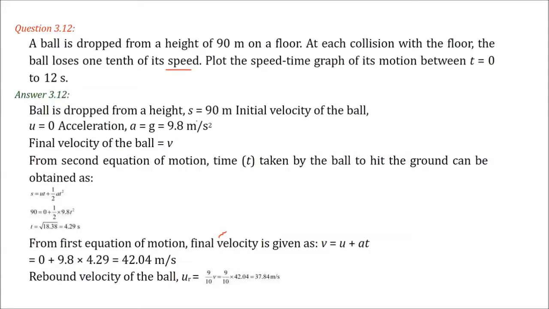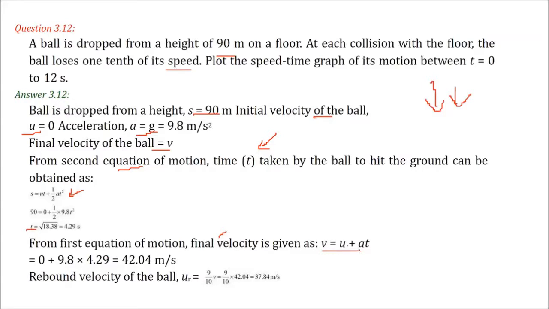So what is happening? The ball is dropped from height, and the height is given as 90 meter. The initial velocity is 0 because it starts from rest. There is an acceleration because the ball is dropping. Acceleration due to gravity is in the same direction, so we'll take a as positive 9.8 meter per second square. The final velocity is not known to us, which is v. Let us use the second equation of motion, s equal to ut plus half at square, to find the time. When we find it out, it will be 4.29 seconds.